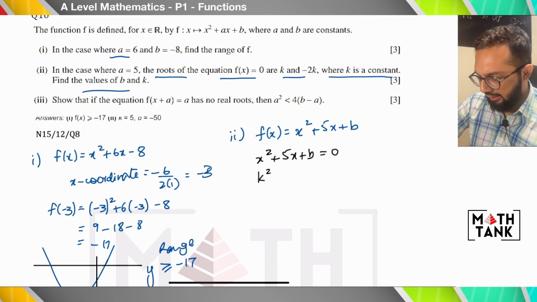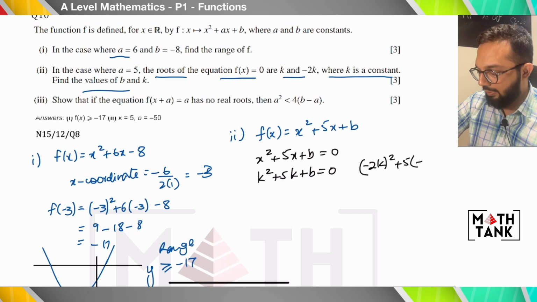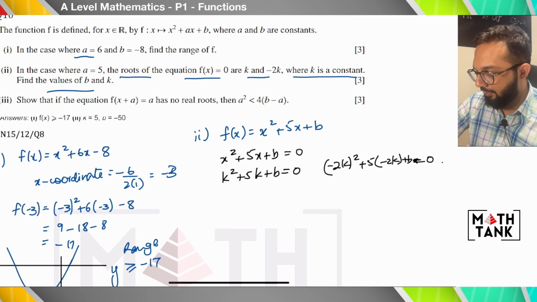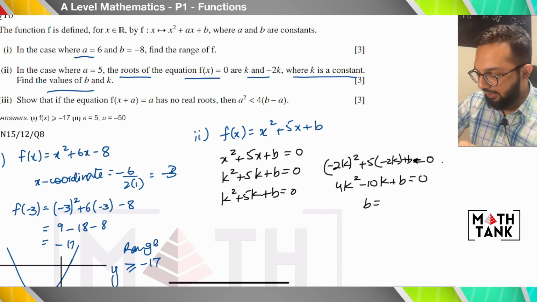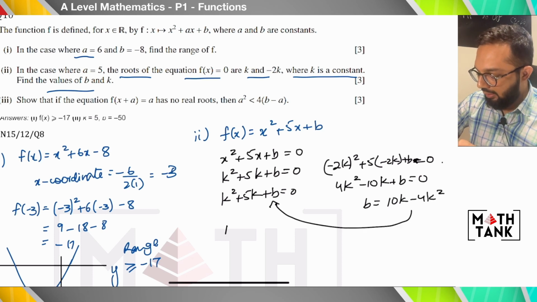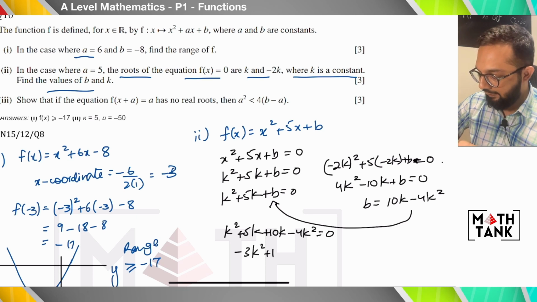So I'm going to replace this: k squared plus 5k plus b. That gives me one equation. I'm also going to replace with minus 2k: minus 2k whole squared plus 5 times minus 2k plus b. Whatever is the root must balance the equation. So I have k squared plus 5k plus b and 4k squared minus 10k plus b equals 0. I can make b the subject and say that b is 10k minus 4k squared and replace it here. k squared plus 5k plus 10k minus 4k squared equals 0. So minus 3k squared plus 15k equals 0.